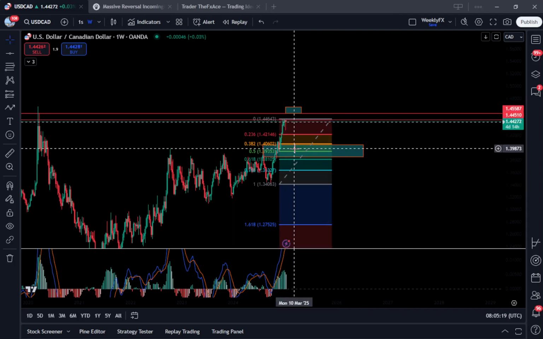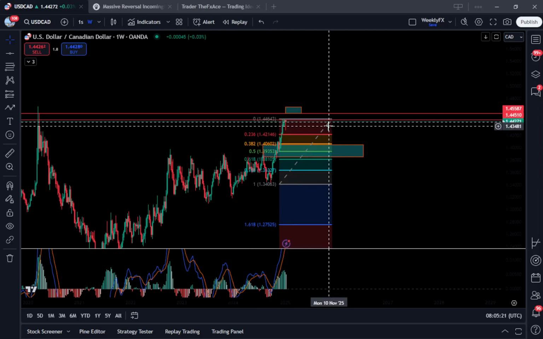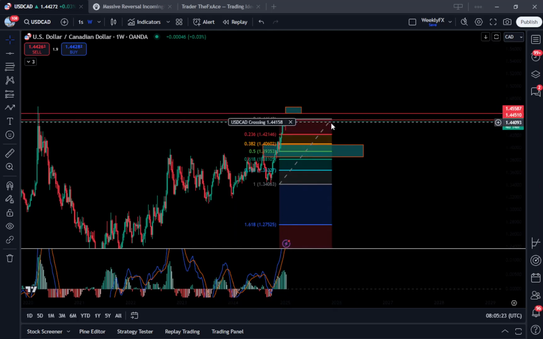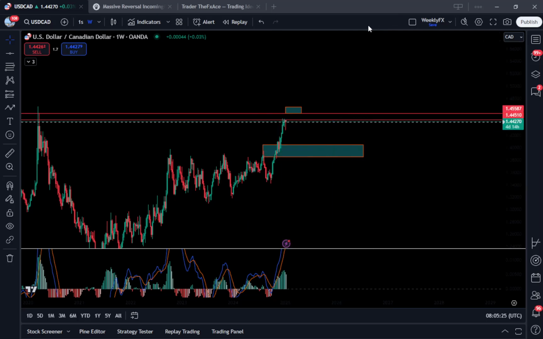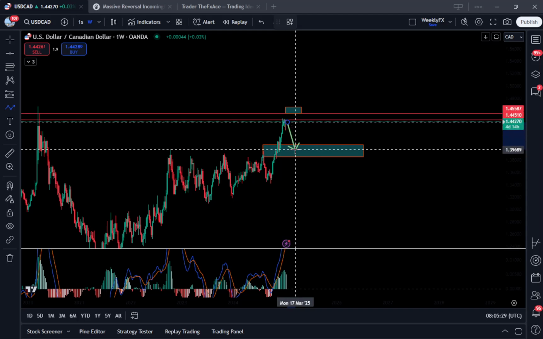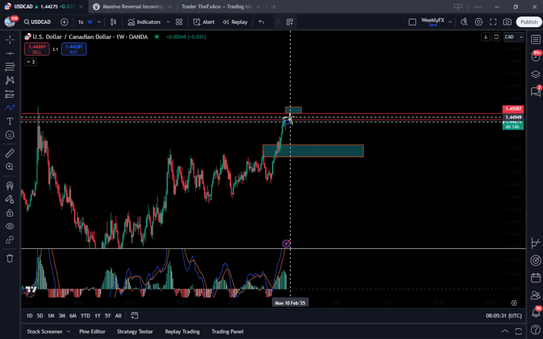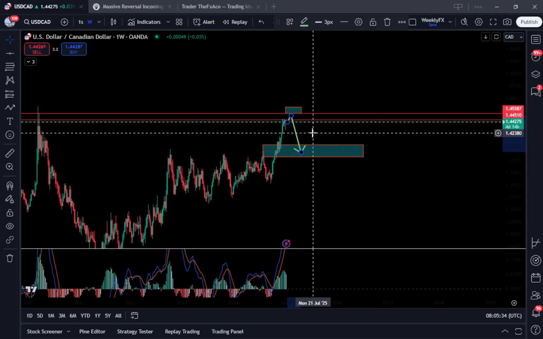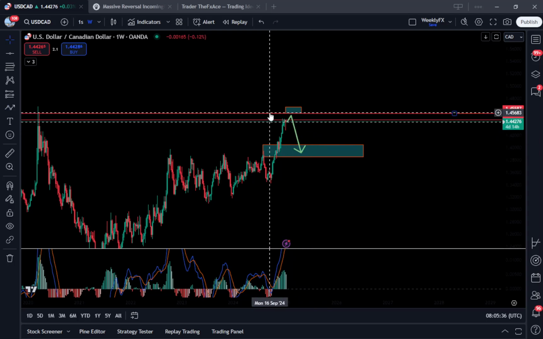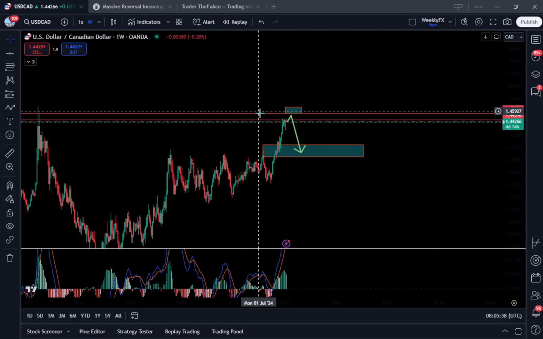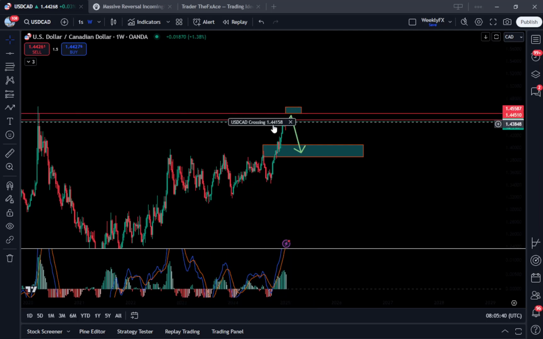You can see inside this box area is where I'm going to be looking to target, which is either 140 or 138. So I'm looking for either the market to drop straight down into this area, or rally up and then sell off. To me, the bigger risk reward on this asset is to the downside.